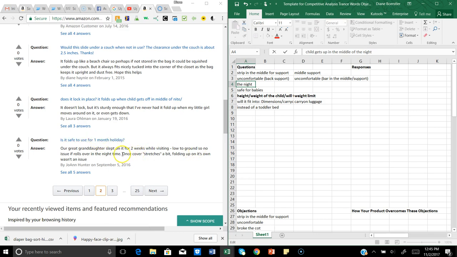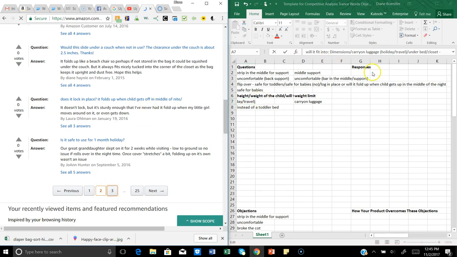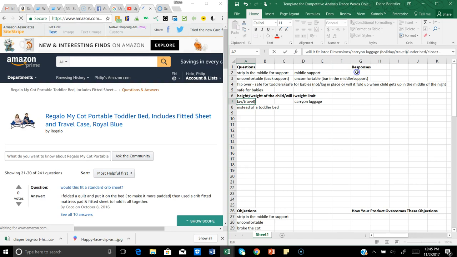Let's see here. People are talking about using it again for travel. That's so funny. So, holiday, travel. Okay, so you get the point. Keep going through there looking for questions. You can look for responses as well. I didn't see any really super great responses in there.